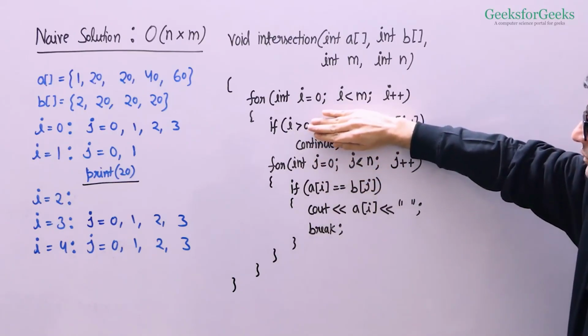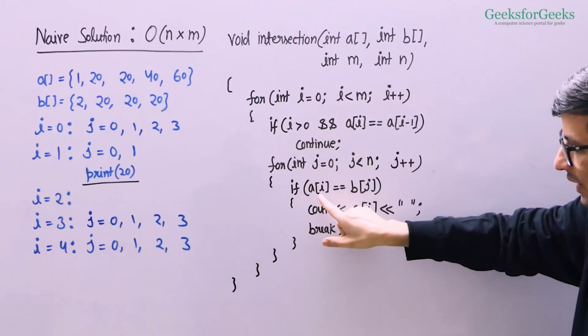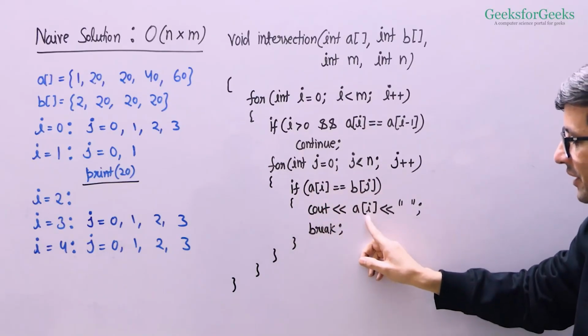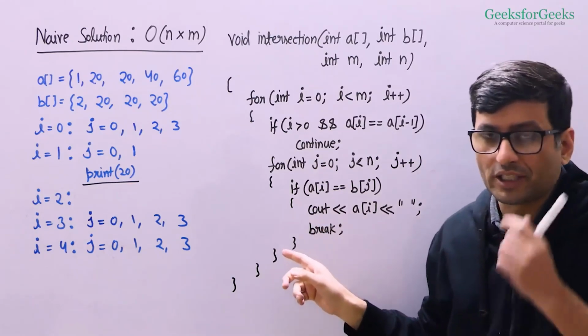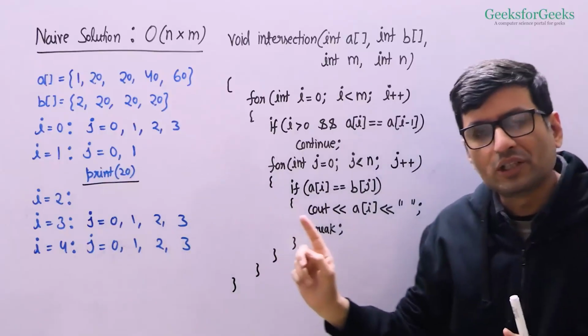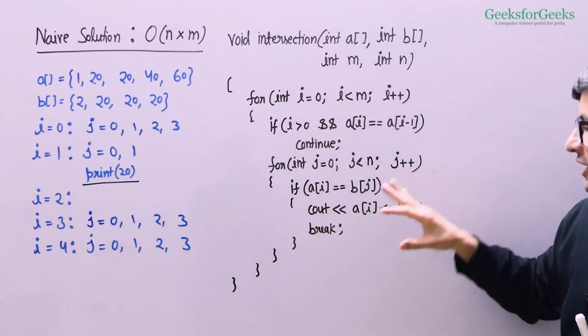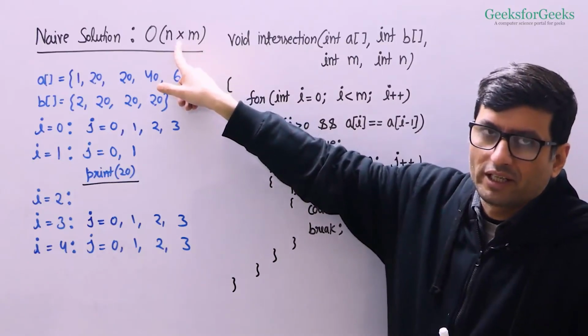Now, once after checking for this, we look for A[i] in array B. As soon as we find it in array B, we print it and we break the loop, again to avoid duplicates, because this, for example, is present at multiple places. We want to print only one occurrence. So this is the idea, and the time complexity of the solution is clearly upper bounded by n times m.